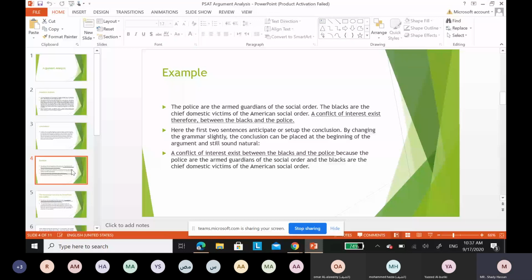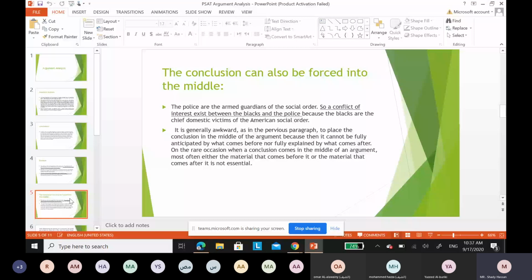The conclusion can also be forced into the middle. You can force the conclusion into the middle, but you seldom find this. It's the same sentence actually. The police are the armed guardians of the social order. So a conflict of interest exists between the blacks and whites because the blacks are the chief domestic victims of American social order. So in here, my conclusion is in between, it's in the middle.